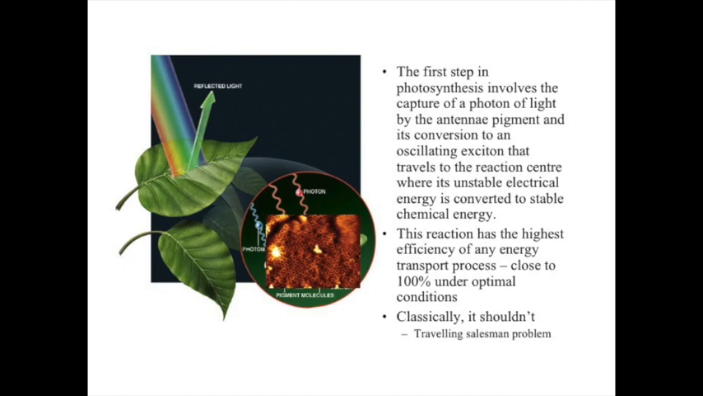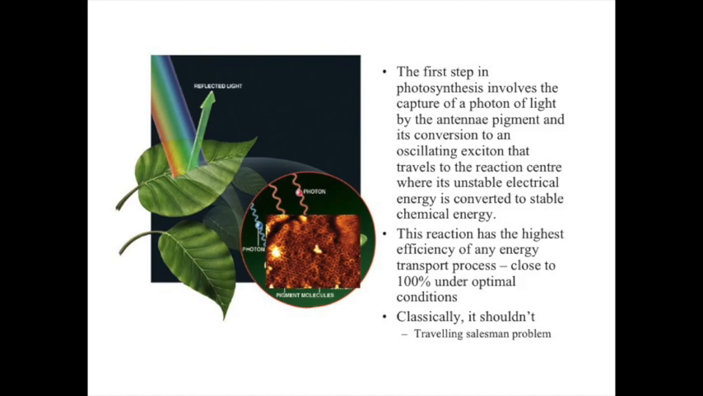It doesn't know where the reaction center is. So it should wander through the forest of pigment molecules and then emit the photon, and the energy would be lost. But mostly it seems to find its way very efficiently to the reaction center. And understanding how it manages to do that is the problem.